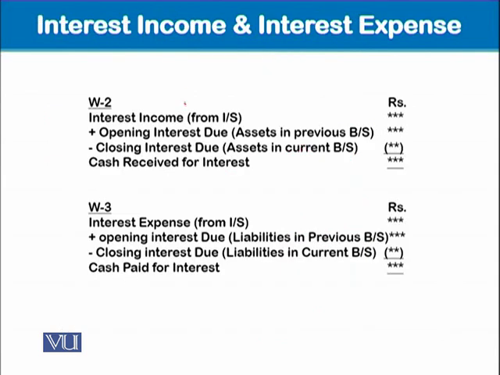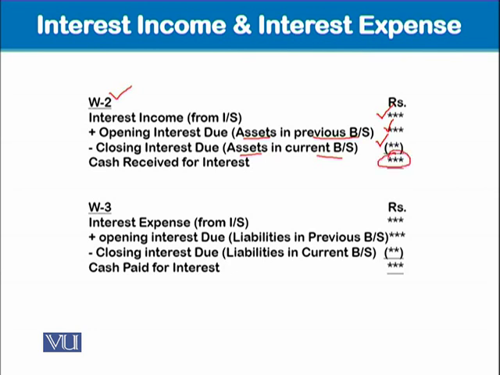Just focus on this working 2. What we do is that we pick up the figure of interest income from the income statement, add opening interest due, which was in fact an asset in the previous year's balance sheet, and less closing interest due, which is in fact the asset in the current year's balance sheet. Once again, I will say that this is the reverse working.